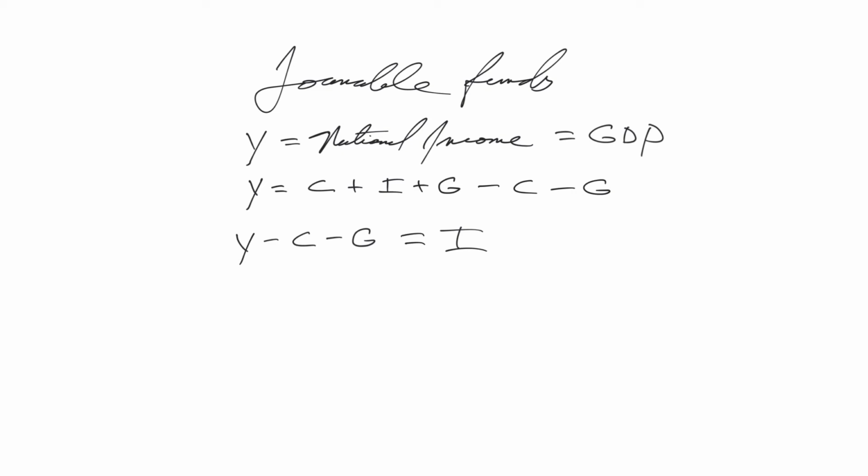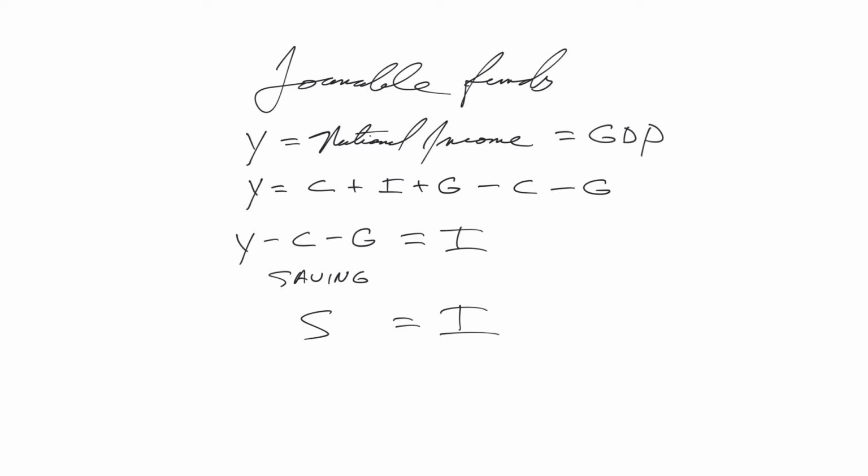What do you call it when you have income and you subtract from it your spending? Let's say you have $100 of income and you spend 90 of it. You've got 10 left. What do you call that 10, the part that you didn't spend? You call that saving. Sure enough, we've got income minus consumer spending minus government spending. What's left? Saving. So what we find here is that saving is equal to investment.